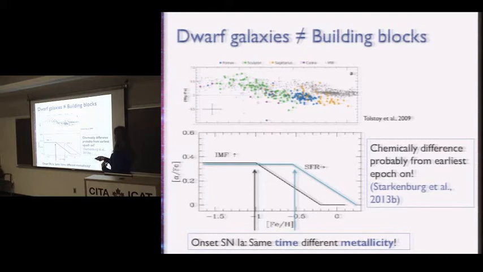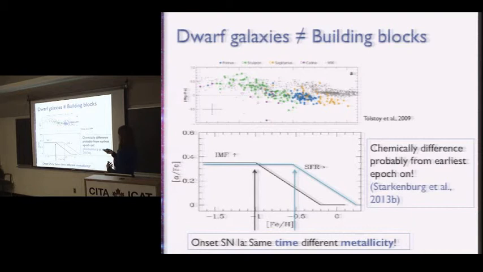So if you form lots and lots of stars, you go quite fast in this horizontal direction before you start to explode a lot of 1As. Whereas if you're a dwarf galaxy, you might enrich yourself very slowly. You lose a lot of the metals that you make because you're in a low potential well and you're not moving that fast, so you're only going very slowly, and then you start to make this bridge here.